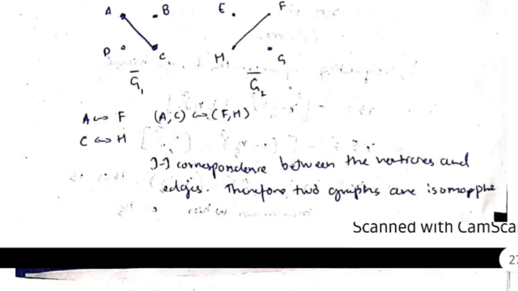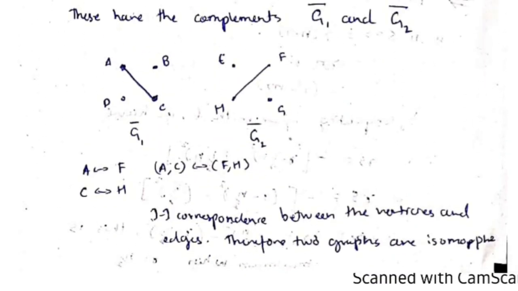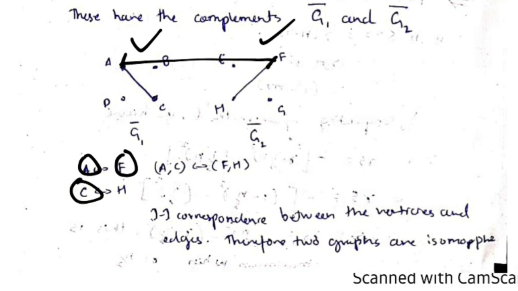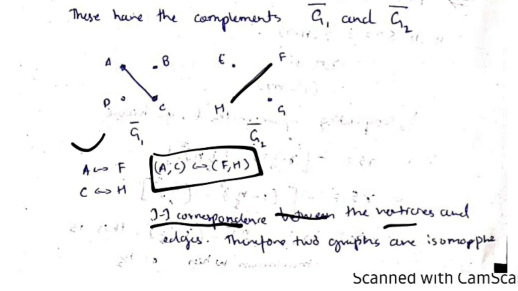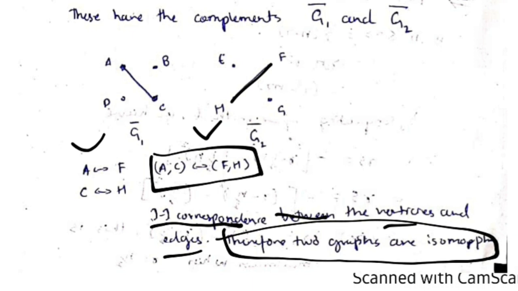Let's see how to do that. First we will prove the isomorphism for these two graphs. Now see, A corresponds with F. Then if you consider C and H also to be the same, then the diagonal AC here and the diagonal HF correspond with each other. So there exists a one-to-one correspondence between the vertices and the edges. Therefore the two graphs are isomorphic.